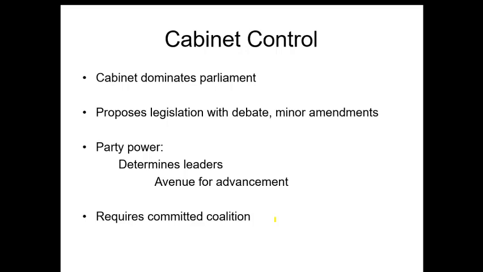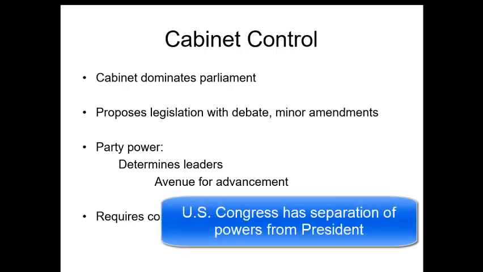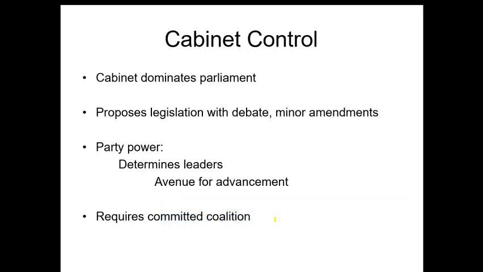Now, this is different somewhat from the presidential system, where the party in control of Congress has to deal with the president's agenda. And if the party of the president is different from the party of Congress, then you have divided government, and there may be more difficulty getting legislation passed because the president has one agenda, Congress may have a different agenda.